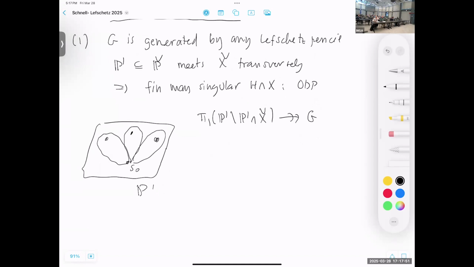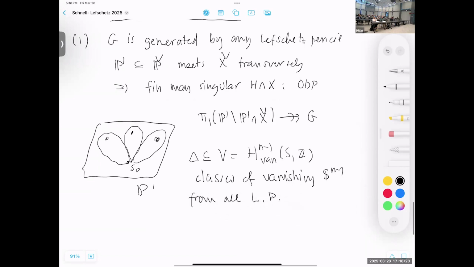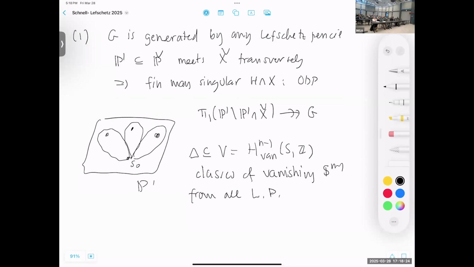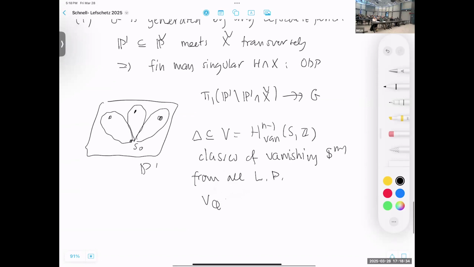So I'm going to have a set delta inside of V, which remember is the vanishing cohomology with integer coefficients. These are the classes of vanishing S^(n-1)s, or rather their Poincaré duals, from all Lefschetz pencils. And they actually generate this V. So V is just generated by this delta.